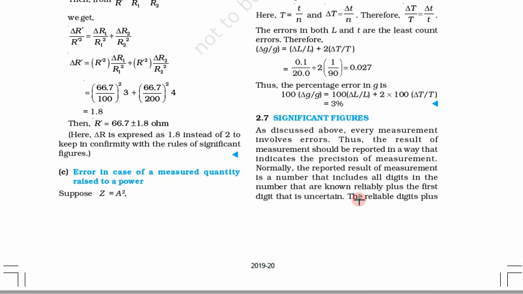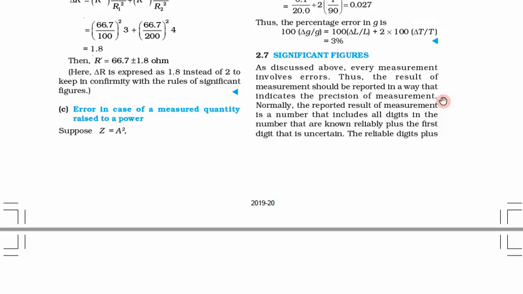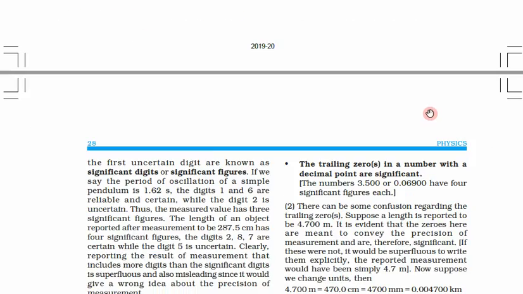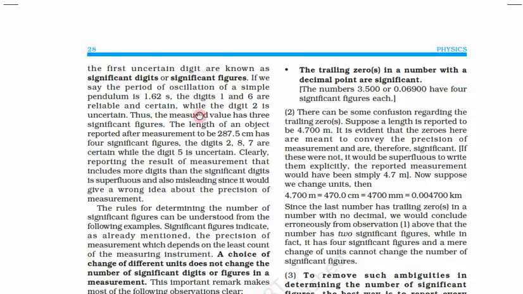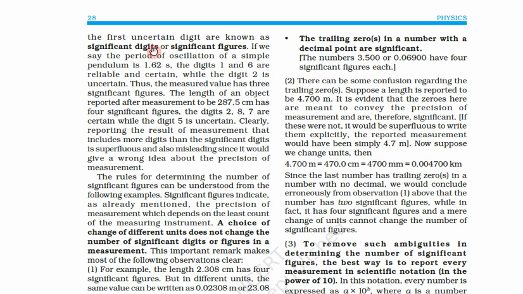That is the significance of significant figures. So reliable digits plus the first uncertain digit are known as significant digits or significant figures. So we take all the reliable figures and the first uncertain digit, and those are called significant figures.